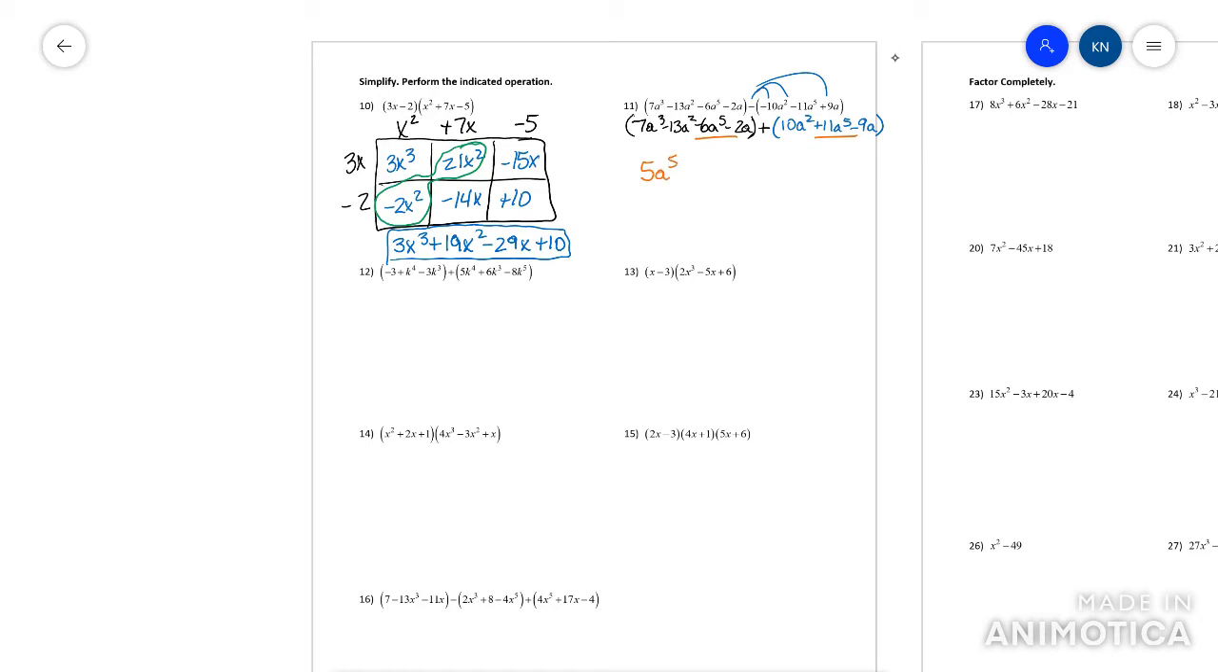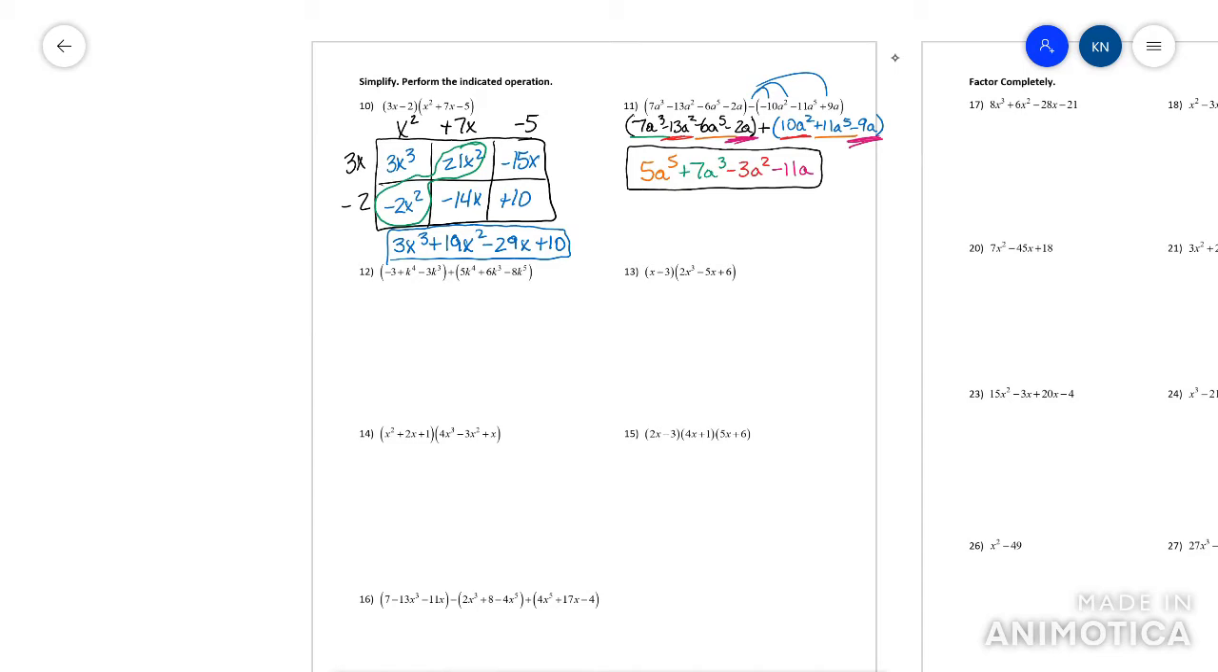Now I look for a^4. There are none. Now I look for a cubed. This is my only a cubed, so plus 7a cubed. Now I look for a squared. I've got a minus 13a squared and a plus 10a squared. That makes minus 3a squared. Now I look for a. Let me see if I have another color. I do. I've got a minus 2a and a minus 9a. That makes minus 11a. And then I think that's all of them. So this would be my answer.